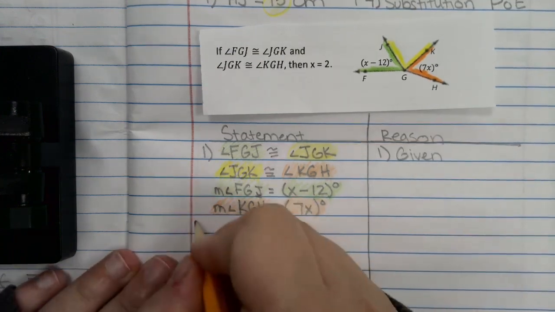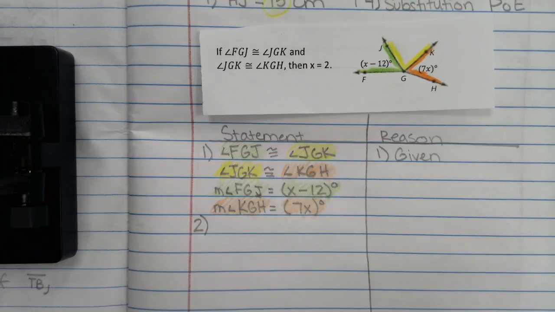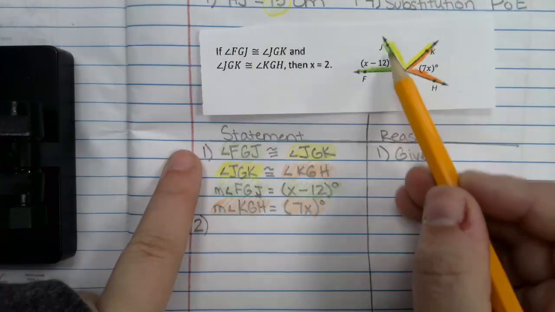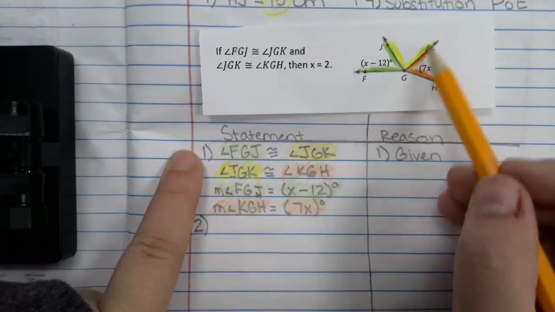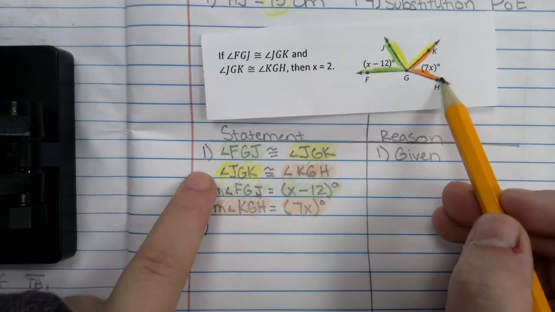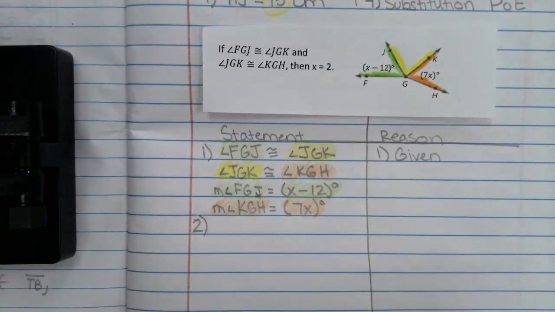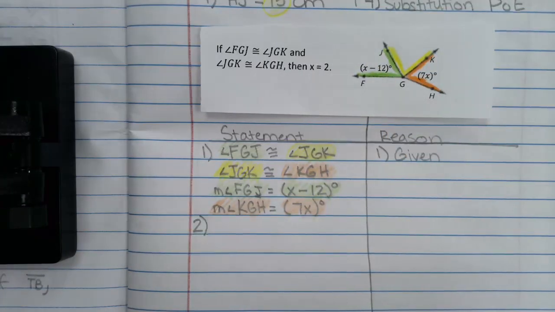So for statement number 2 now, we need to come up with something new that we haven't come up with yet based on that information that we're given. Okay, now if I know that FGJ, this green angle, is congruent to JGK, my yellow, the middle, and that middle is congruent to the right side, what do I know about all 3 of those angles? They're all congruent because this one's the same as this one's the same as this one, so all 3 are the same. Which angles have we not compared yet saying that they are the same?